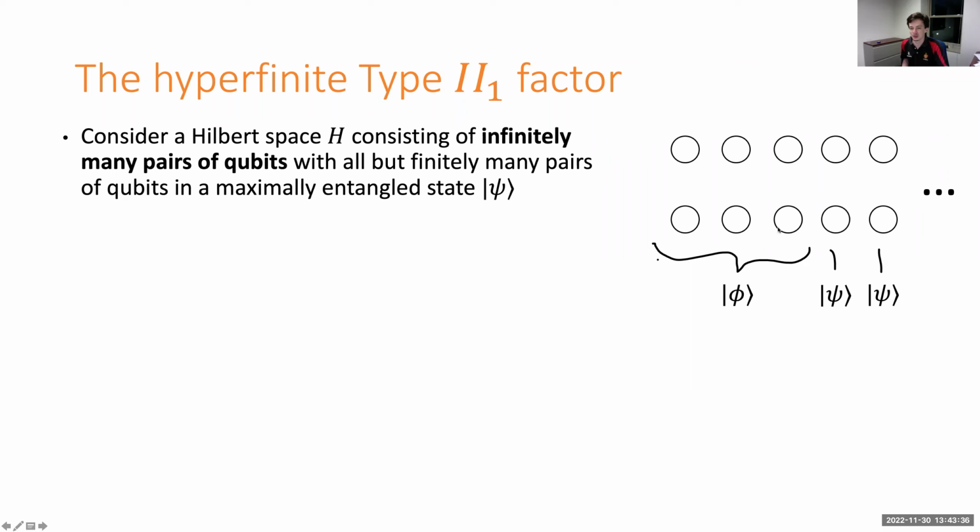So here I've drawn the first three pairs of qubits, which can be in any state you like. Call it phi, some arbitrary entangled state on all of them, maybe. But then this pair is in state psi, this pair is, and so on. We allow the number that aren't in that state to be as big as we want, but it has to be finite. So there are still infinitely many that are in psi.